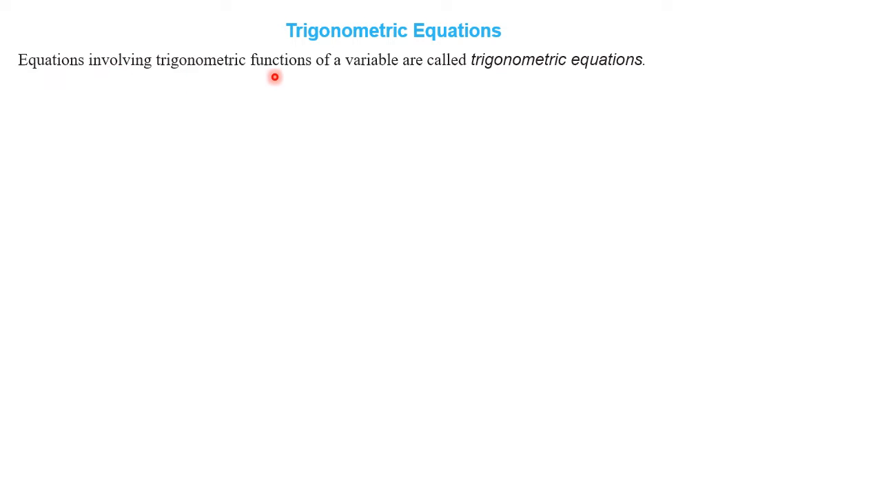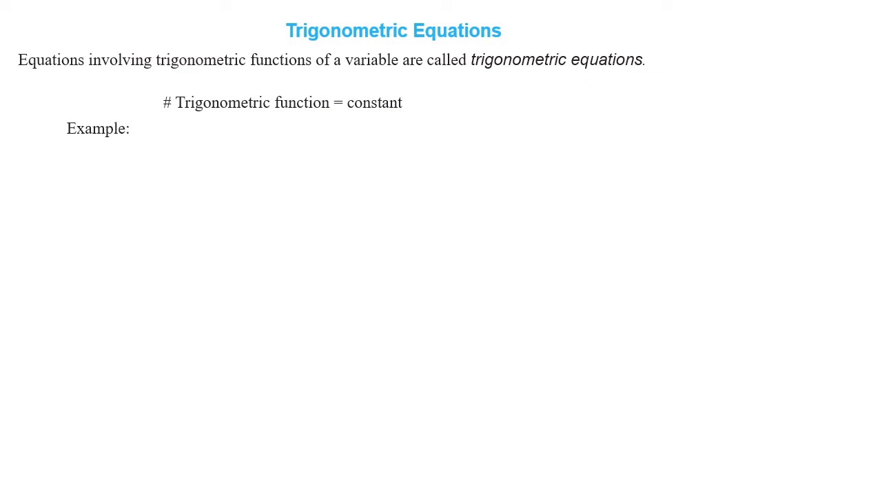Equations involving trigonometric functions of a variable are called trigonometric equations. That means the equation will contain a trigonometric function of a variable. In short, a trigonometric function is equal to a constant. Equal to is there because it is an equation. One side is a trigonometric function and the other side is a constant. This is the general form.